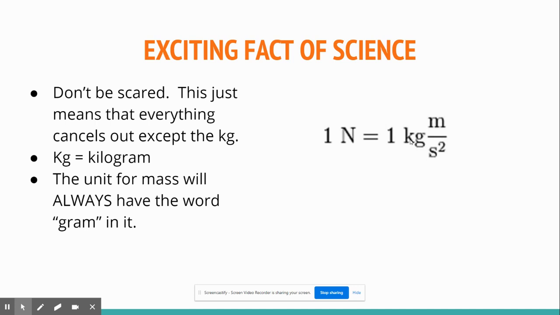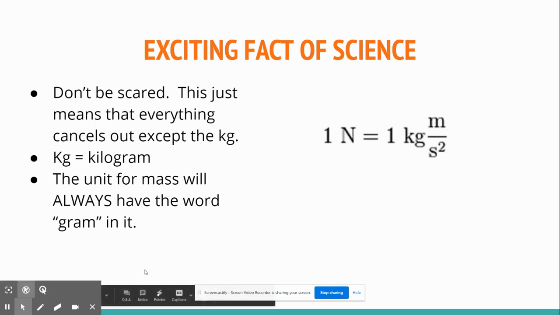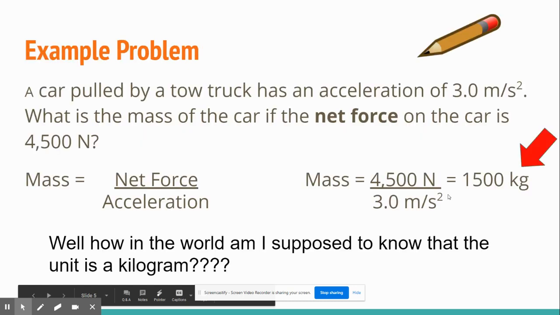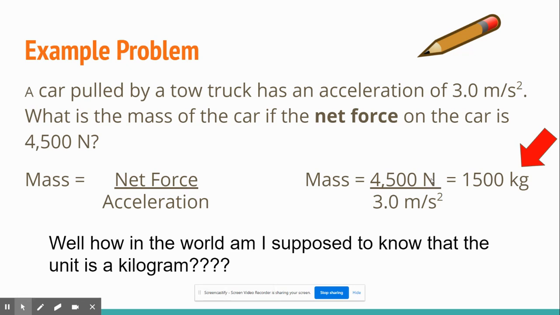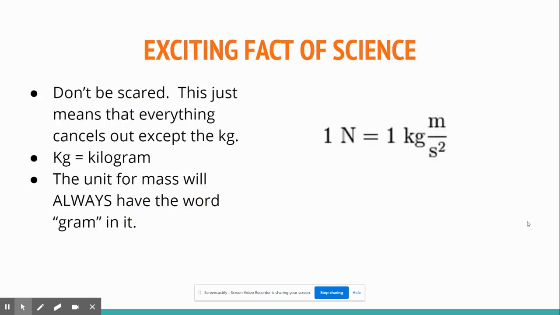Don't get scared. That simply means that in this problem right before that, let's see if I can get it to go back here. Look at this mess. See that newton? That N right there is equal to a kilogram meter per second squared. So the meters per second squared all goes away, and I'm just left with a kilogram. So it just means everything canceled out except that kg. All that mess went away.